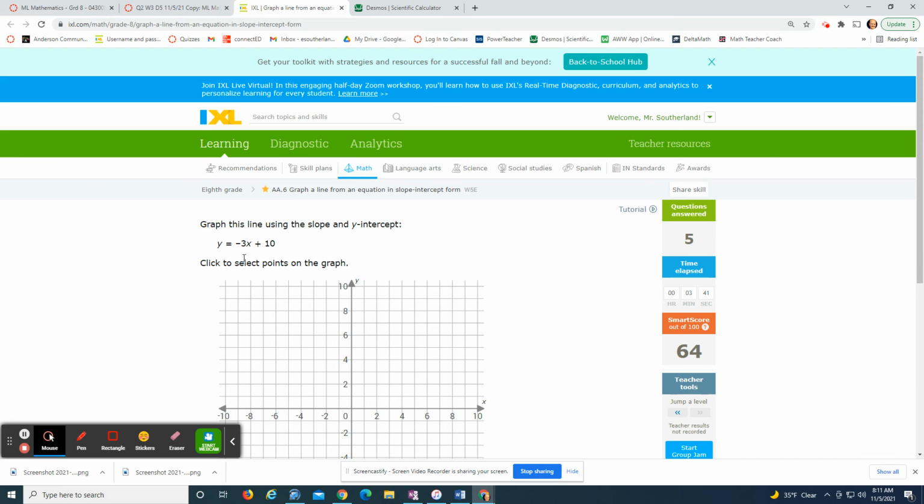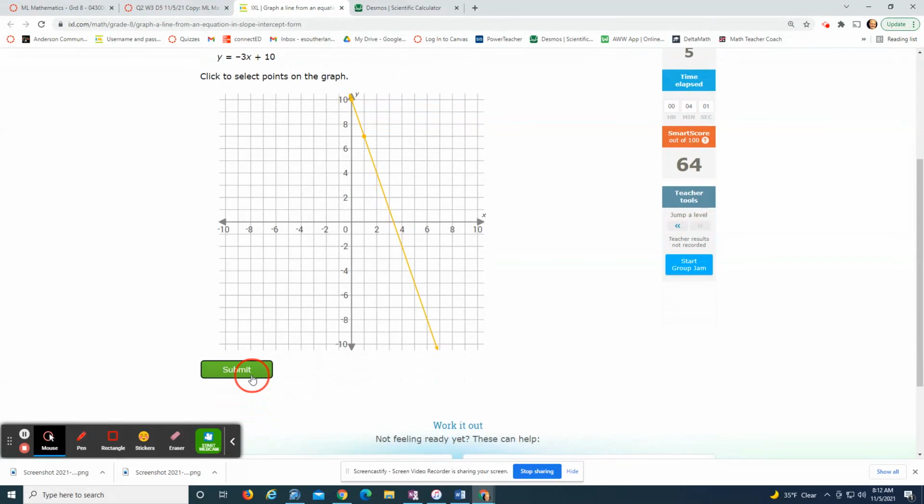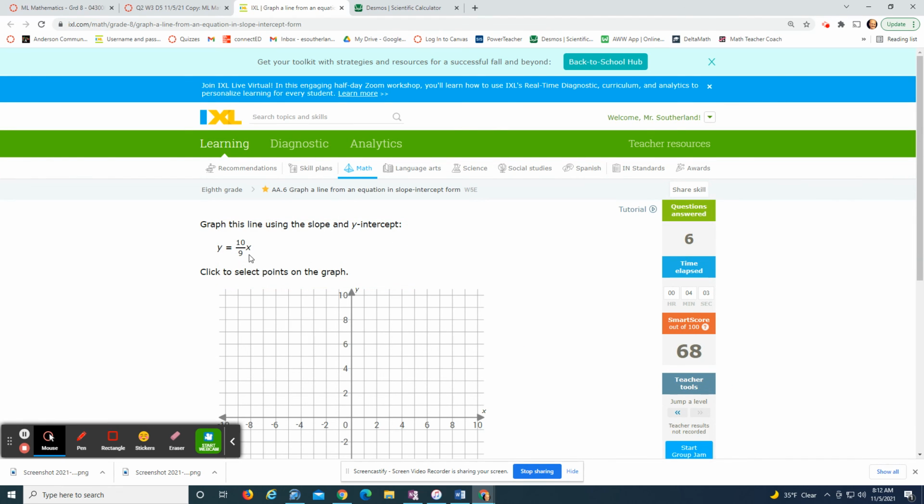Again, what's the y-intercept on this one? It says y equals negative 3x plus 10. Start at 10. Negative 3. We're going to write it over the number 1 because it's not got a fraction. So negative 3 means to go down 3 and over 1 to the right. Where do I start on this one? 0. 10 over 9. That means to go up 10 and over 9 to the right.